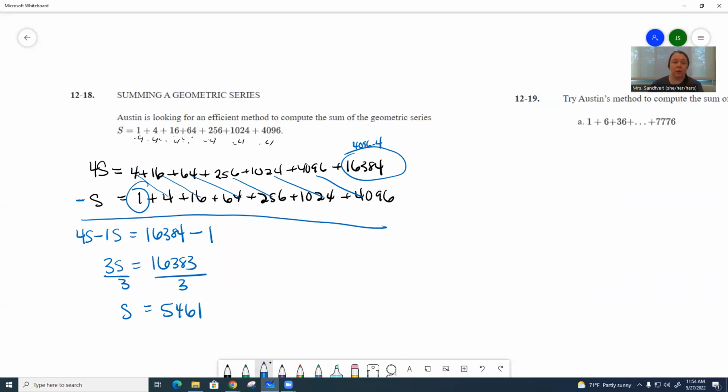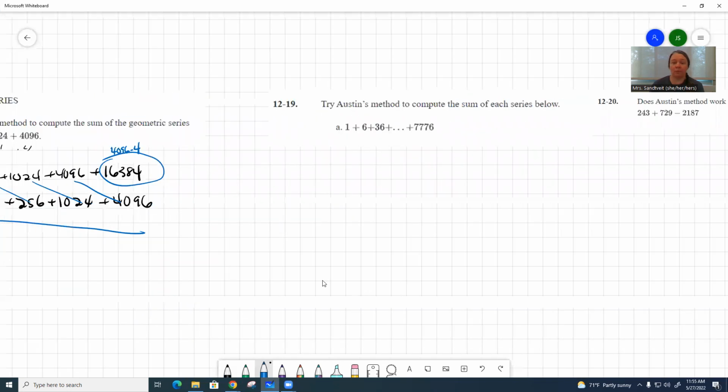Okay, so the first thing I did was I figured out what the multiplier was, and I multiplied every single term by that, and I wrote it as 4s is equal to that. Then I subtracted my original series from that quadrupled series, and I got all these to cancel in the middle. So I was left with my last term minus my first term, and then I had to divide by the 4s minus the 1s, so I had to divide by 3, and then that gave me my sum. And so now we're going to try that same method on this next one.